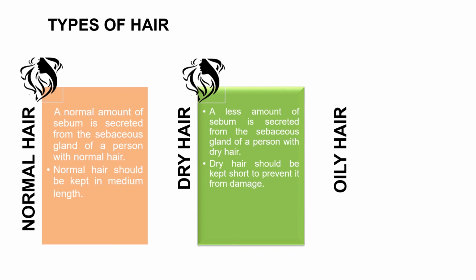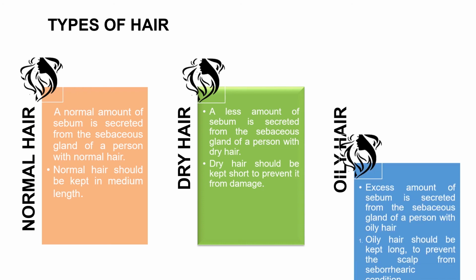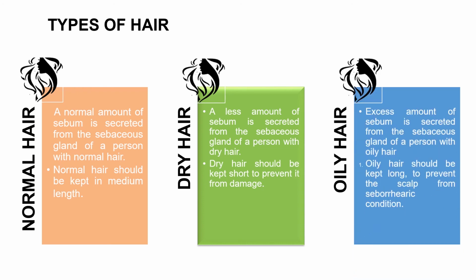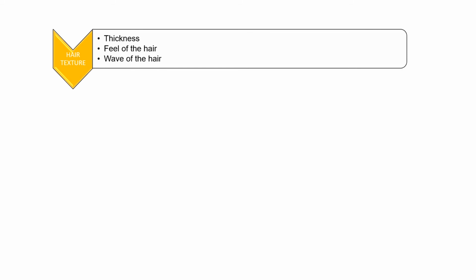Now, what is oily hair? An excess amount of sebum is secreted from the sebaceous gland of a person with oily hair. Oily hair should be kept long to prevent the scalp from seborrheic condition. Now see what hair texture is. That is the thickness, the feel of the hair, and the wave of the hair.